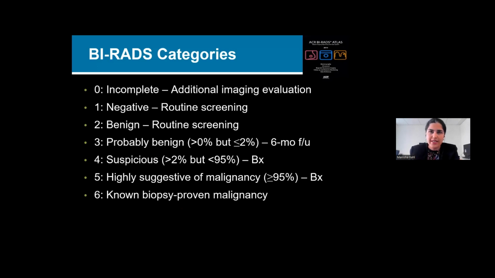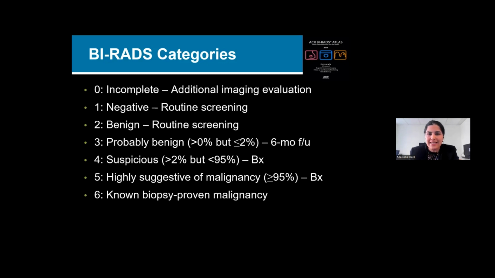BI-RADS 0 is used for screening mammograms when the radiologist wishes to recall the patient for additional imaging. So of the 1,000 screening mammograms that I interpret, approximately 10% or 100 of those patients will be given a BI-RADS 0 assessment and be recalled for additional imaging.